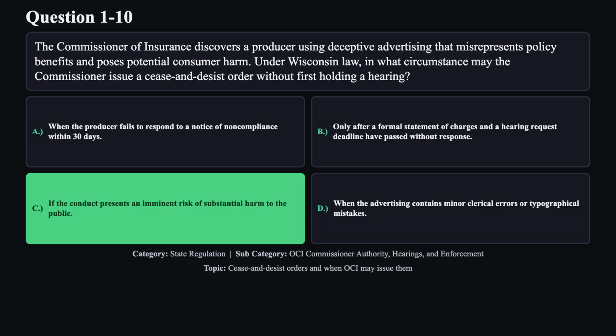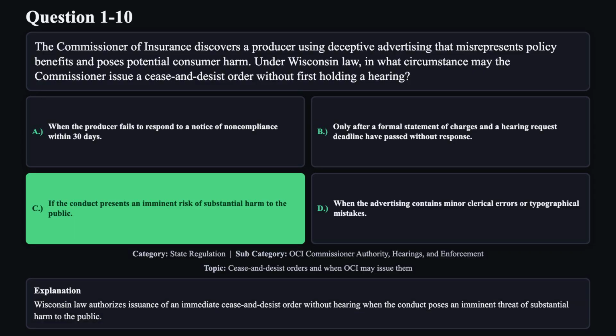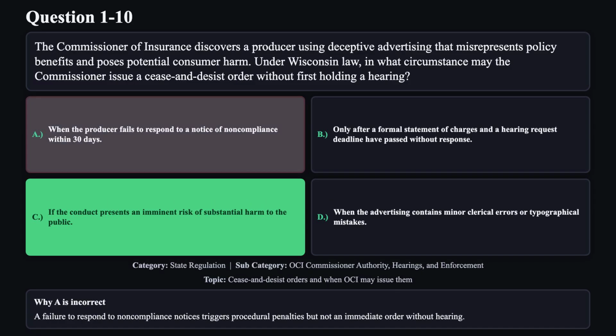The correct answer is C. Wisconsin law authorizes issuance of an immediate cease and desist order without hearing when the conduct poses an imminent threat of substantial harm to the public. Reason A is not correct. A failure to respond to noncompliance notices triggers procedural penalties, but not an immediate order without hearing.